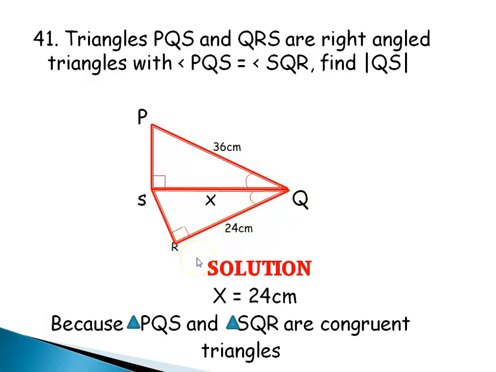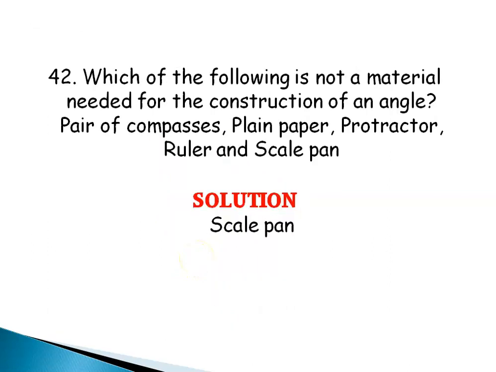Is that okay? Good. Question 42. Which of the following is not a material needed for the construction of an angle? You definitely need a pair of compasses, you need a plain paper, you need a protractor, you need a ruler, but you do not use a scale pen. So this is the one that is not needed for construction of an angle.